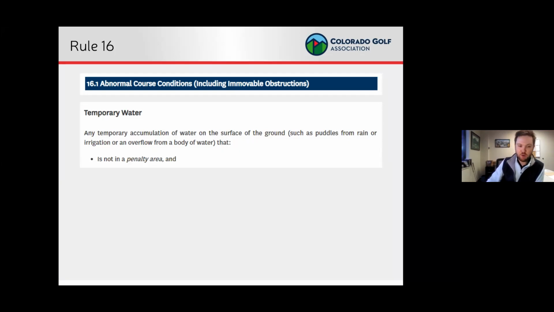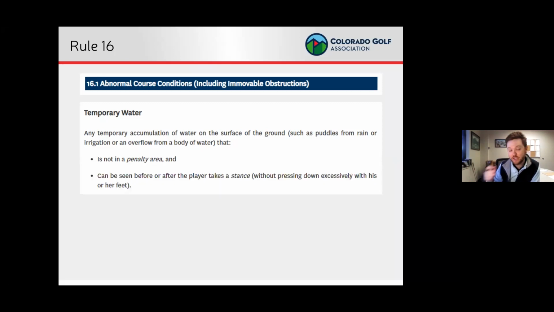You could see how problematic it would be if there was standing water in a penalty area. Well, most of the time there is standing water in a penalty area. That's why it's a penalty area. So you can see where a player could get into a situation where they could try to get out of a penalty area because it's temporary water. No, it's water in a penalty area that covers that. And that's common sense, I think, to add that in there. So I think that fits nicely and is easy to remember.